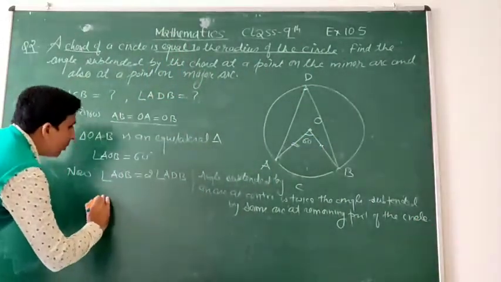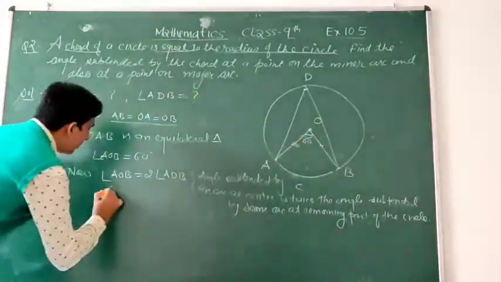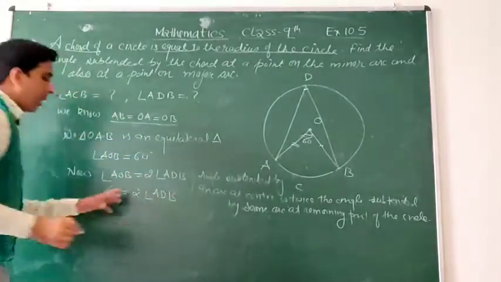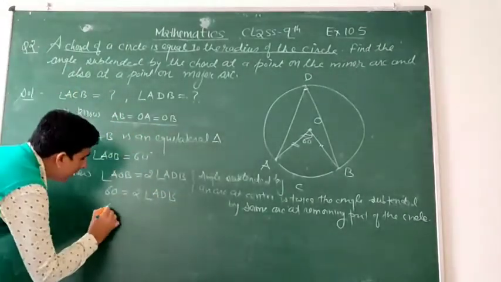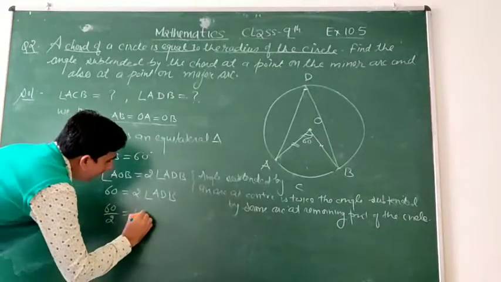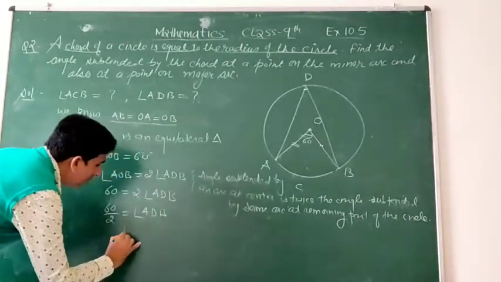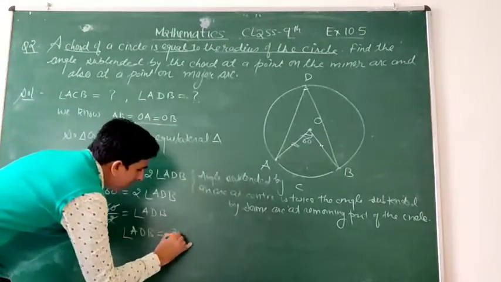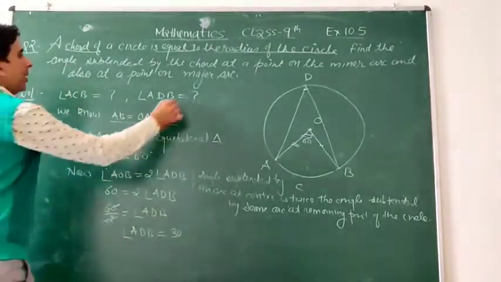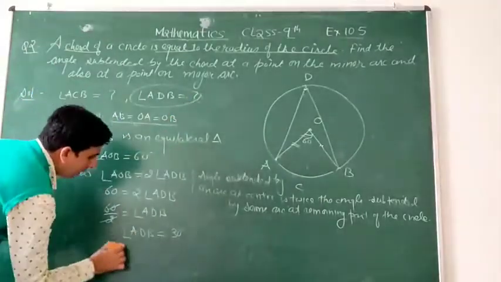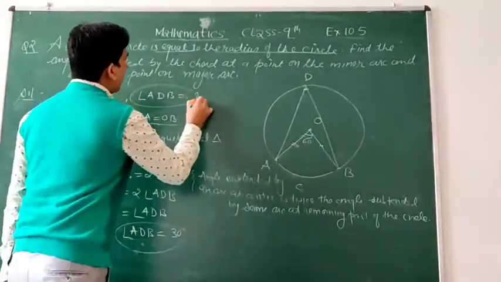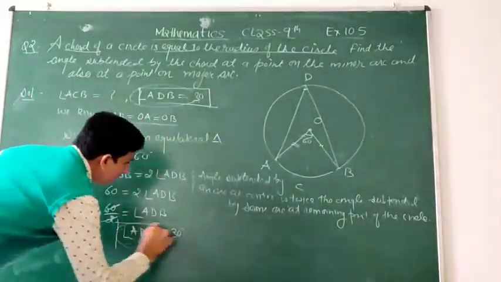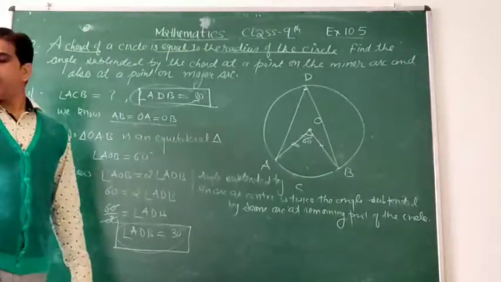So angle AOB is 60 degrees and this is twice angle ADB. The 2 is multiplied here, so it goes to the other side and divides. So 60 by 2 is equal to angle ADB. We can say angle ADB is 60 by 2, which means 30 degrees. We had to find this angle and we have got it. So this angle ADB is 30 degrees. This is our first answer.